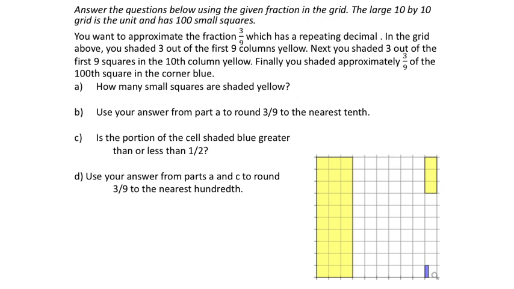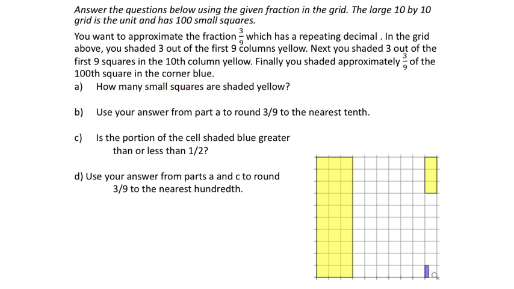You shaded 3 out of the first 9 columns yellow. Next you shaded 3 out of the first 9 squares in the 10th column yellow. I guess that's these 3. Finally shaded approximately 3/9. That looks like it's this blue one. You have a 100th square in the corner blue. So how many small squares are shaded yellow?